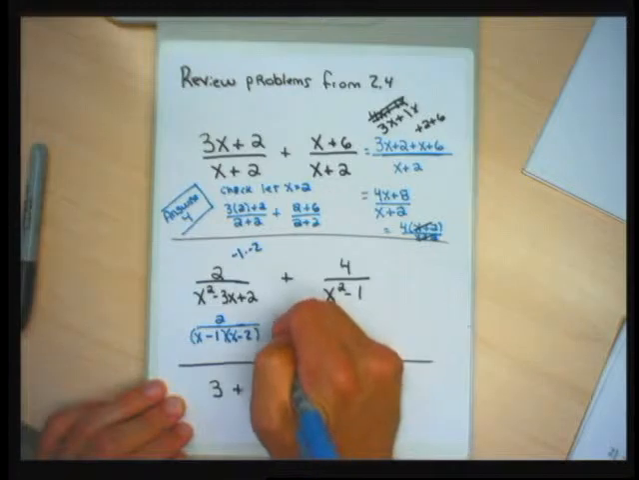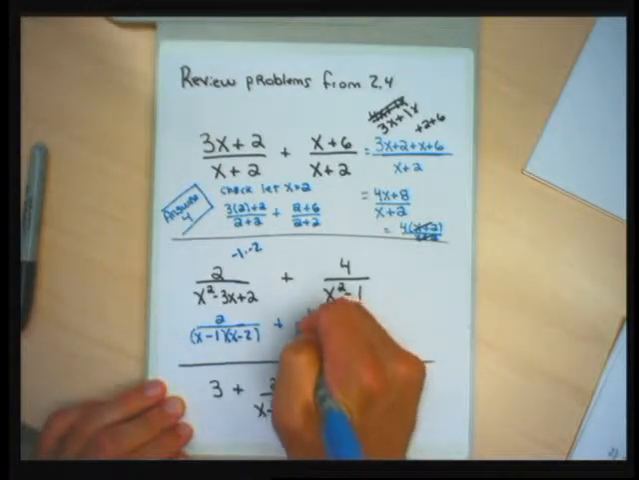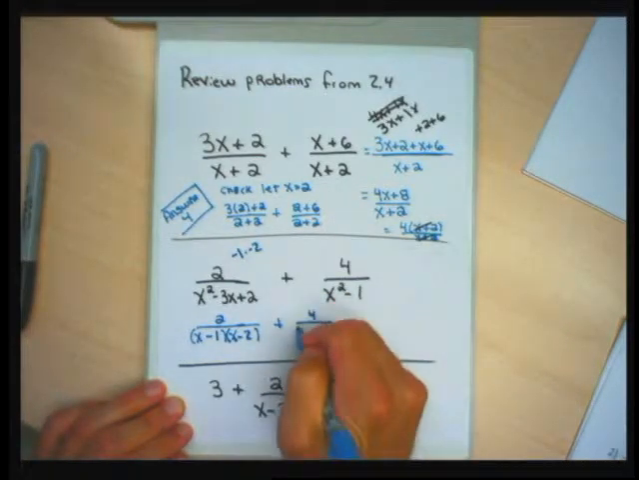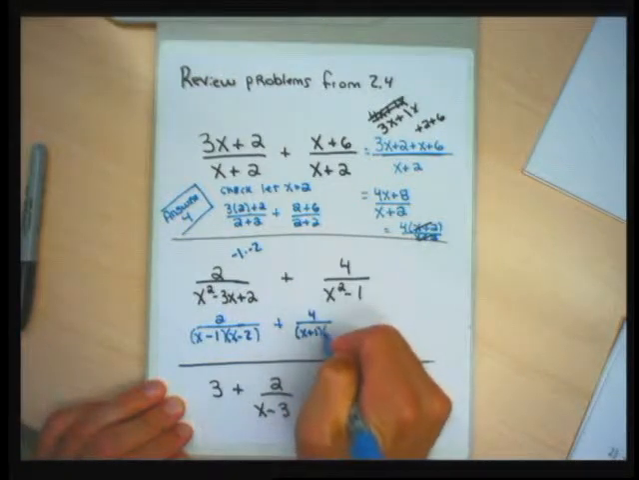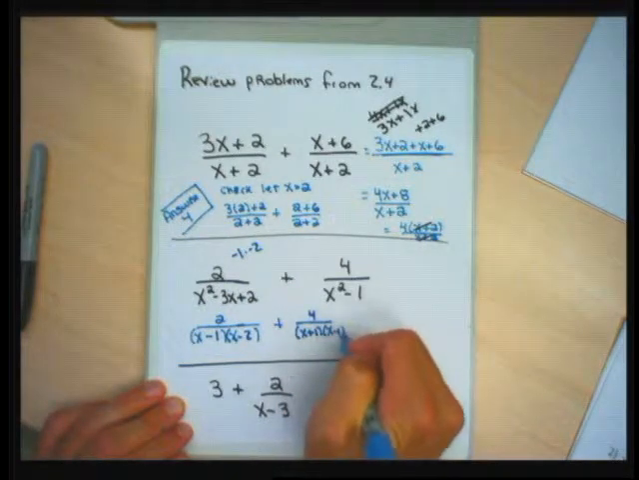Second fraction's denominator has a square. It also needs to be factored, and that factors into x plus 1 and x minus 1, or x minus 1 and x plus 1. It doesn't matter the order that I write the denominators in.